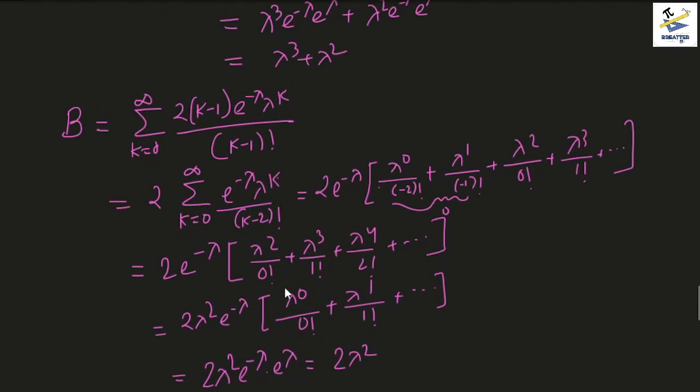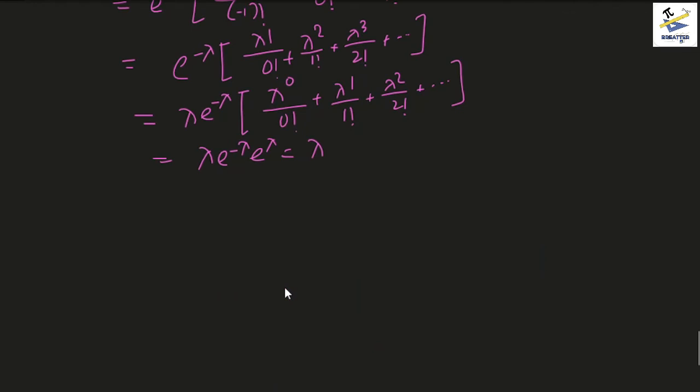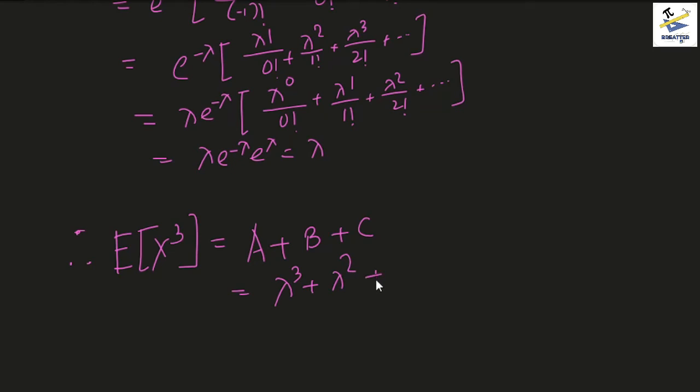So we got the value for all the three series, and now we can finally write that therefore the expectation of x cube is a plus b plus c. A was lambda cube plus lambda squared, b was 2 lambda squared and c was lambda. So this gives us lambda cube plus 3 lambda square plus lambda, which is the expectation for x cube, which is in terms of lambda.